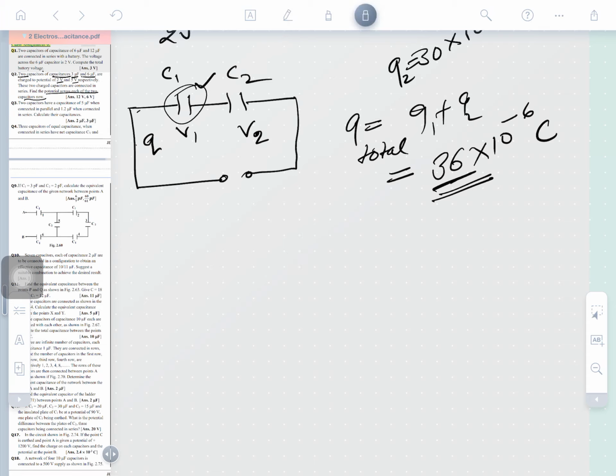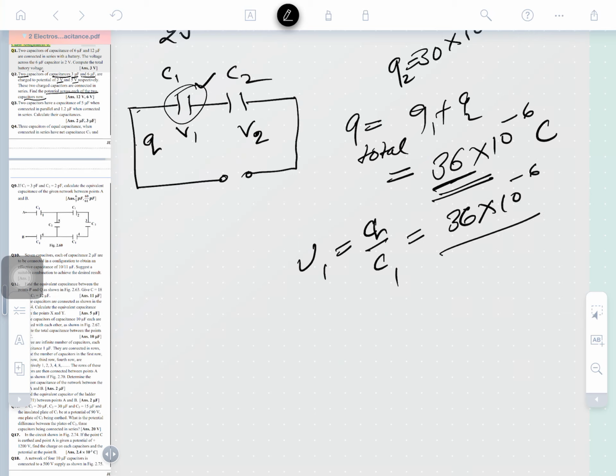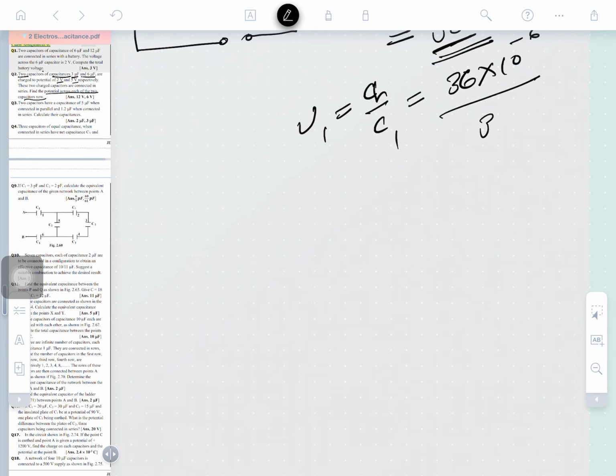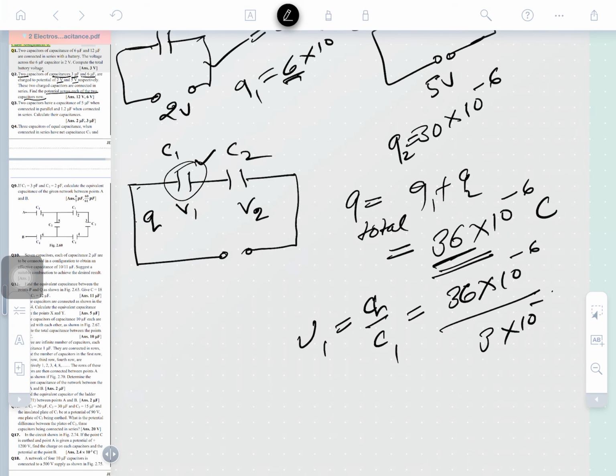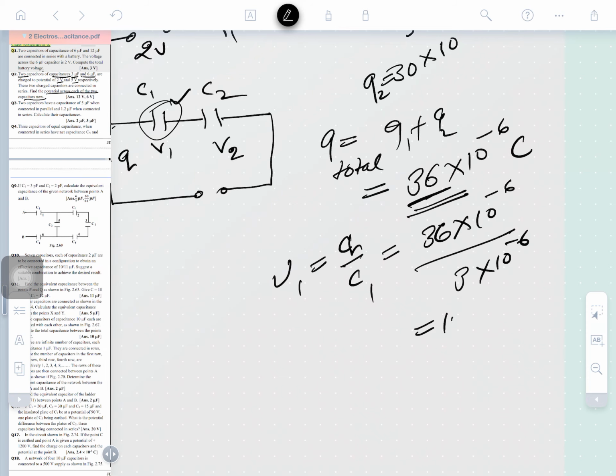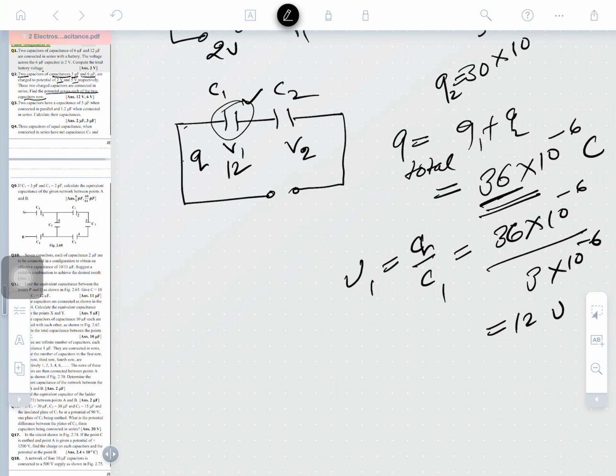A simple method to find this: V1 is equal to Q by C1. So Q is 36 into 10 to the power minus 6, divided by C1, which is 3 into 10 to the power minus 6. So what shall it be? It shall be 12 volt. So the voltage across this is 12 volt.